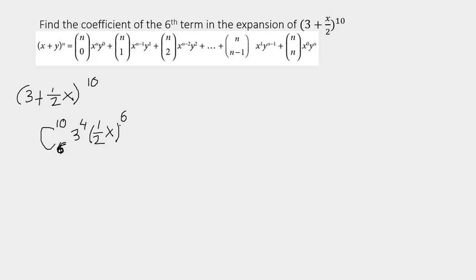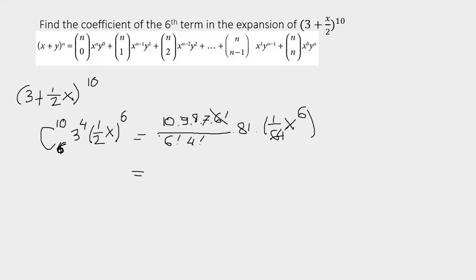Okay. We are going to find the coefficient of the sixth term. It means x power 6. And it becomes 10 factorial over 10 minus 6, which is 4, so 10 times 9 times 8 times 7 times 6 factorial, all of this over 6 factorial times 4 factorial. 3 to the power 4 is 81, times 1 over 2 to the power 6 equals 64, 64 x power 6.